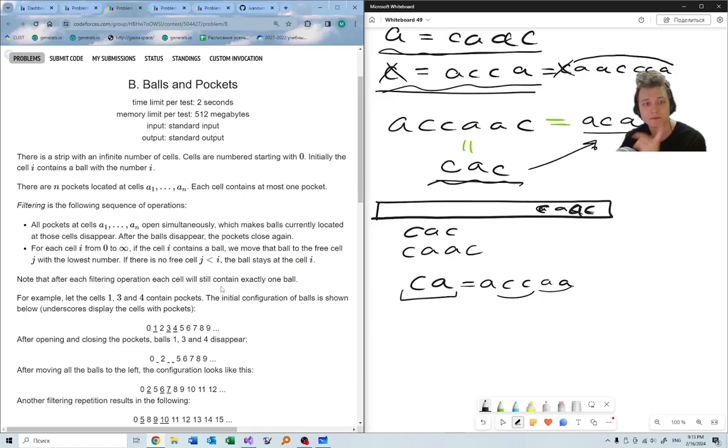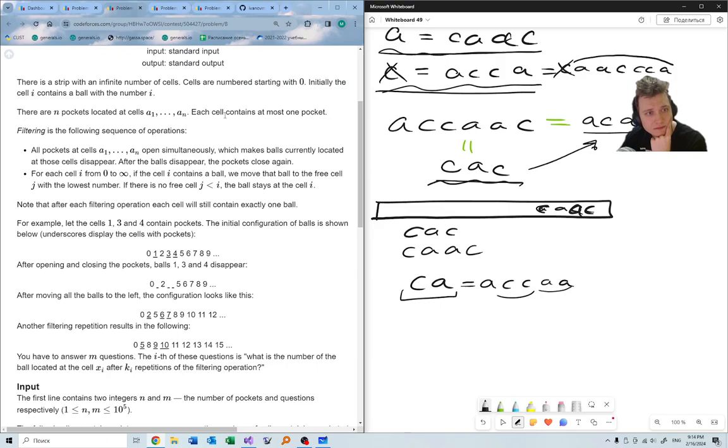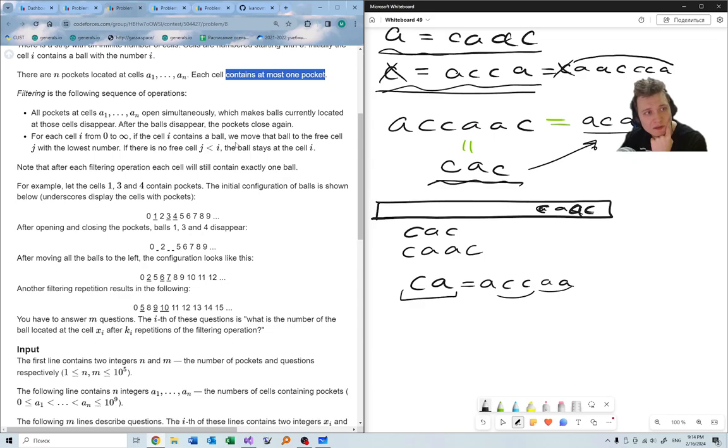Problem B. Balls and pockets. We have a strip with an infinite number of cells. Starting with 0, cell I contains a ball I. There are n pockets. Each cell contains at most one pocket. And we have a process of filtering.